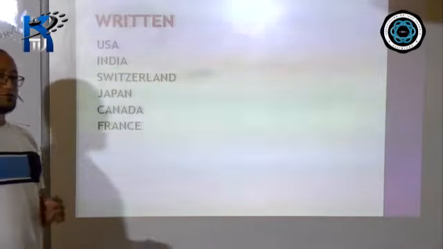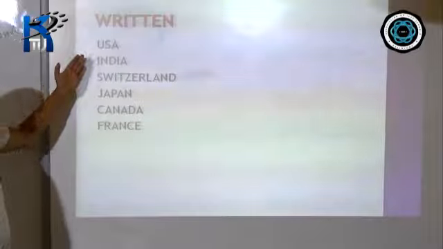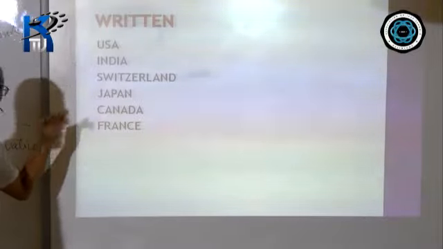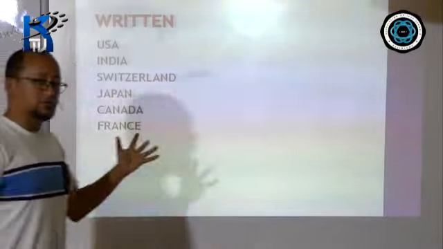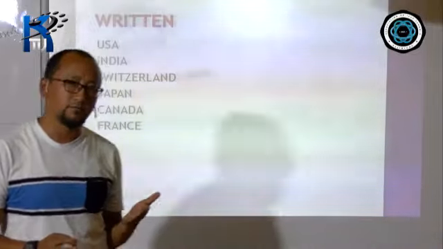If you talk about written Constitution, I have written down some of the countries which have the written Constitution. You can see here US, India, Switzerland, Japan, Canada, France. In these countries, we have written Constitution. So what is written Constitution basically? Written constitutions are those which you find in the form of a well-codified book or a text. Okay, everything is well written. All right, basic rules, everything is well written.